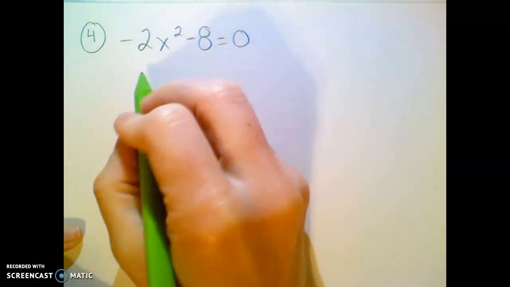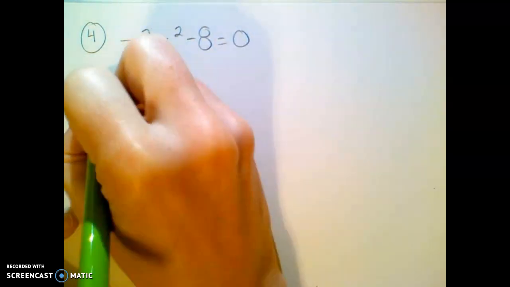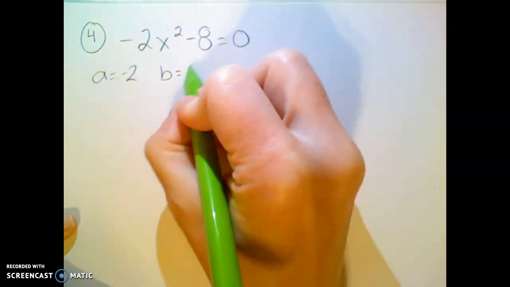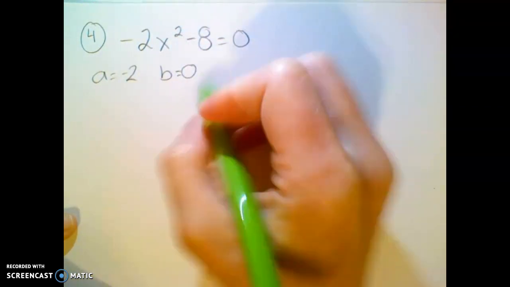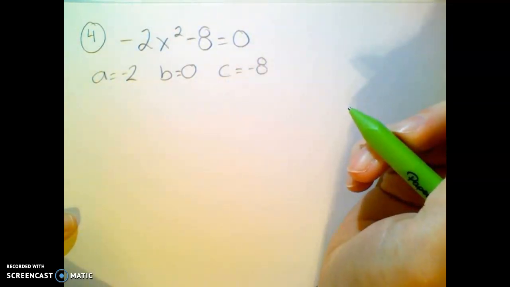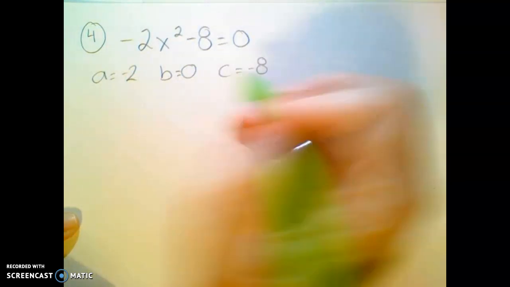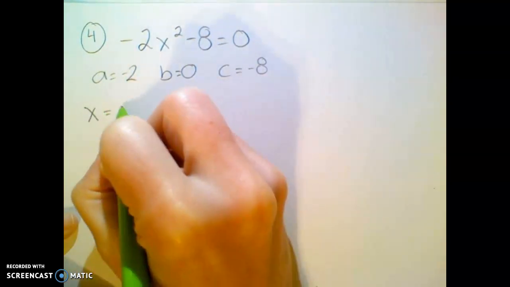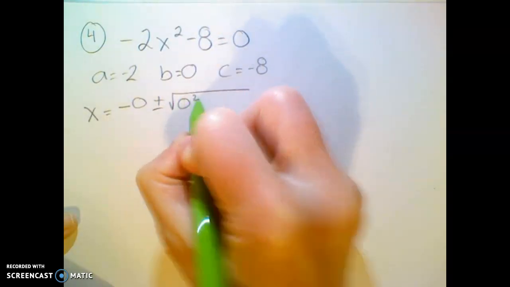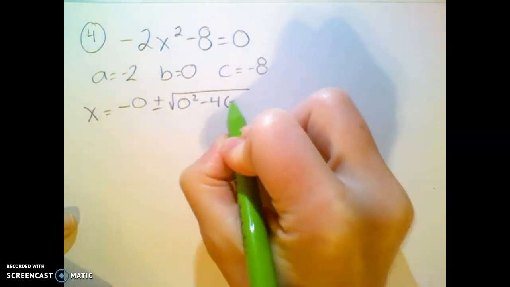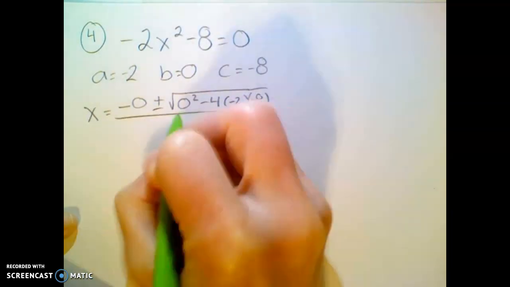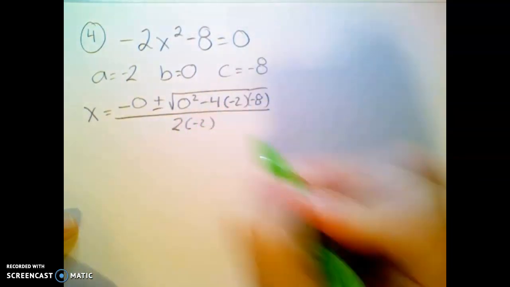Okie dokie, let's go ahead and do another one. Again, he's in standard form. A is negative 2, B is 0. There is no x term in the middle. And C is negative 8. So make sure you're very careful when choosing your A, B, and C that you choose them properly. Okay, quadratic formula is x equals negative b plus or minus the square root of b squared minus 4 times a times c all over 2 times a.